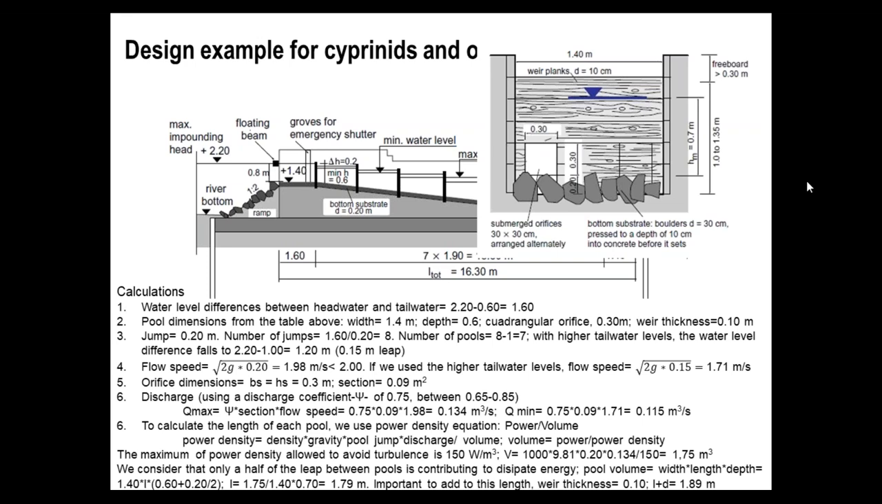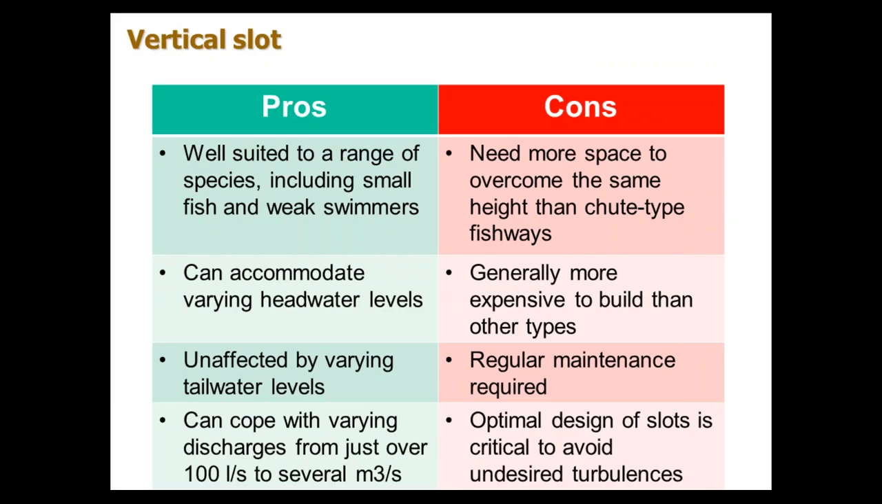Now, to improve the vision of this kind of pool passes, we can see the dimensions of the orifices. We can realize that the bottom is provided with boulders that are fixed to the concrete bottom before it sets. The walls can be made of wood or concrete. And by making the bottom with this kind of boulders, we reach some advantages that we will review later.